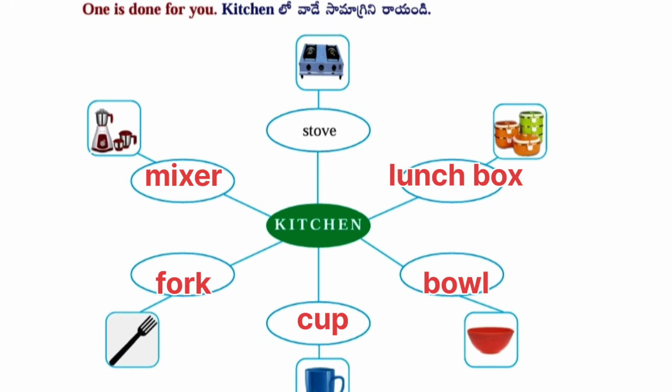Next, fill in the boxes with the names of the things we use in the kitchen. Now we have to write the names of things that we use in the kitchen. Here lunch box and bowl, cup, fork, mixer, and he has given stove.